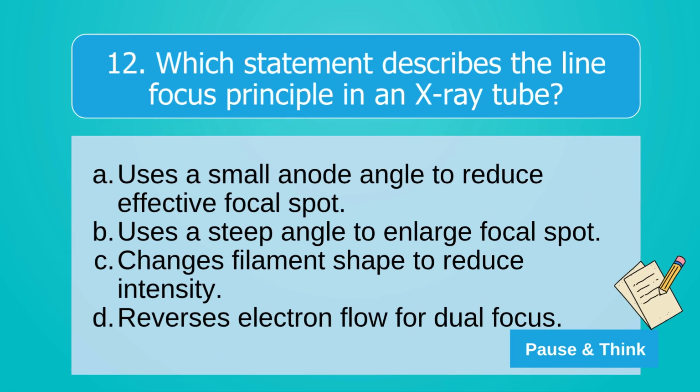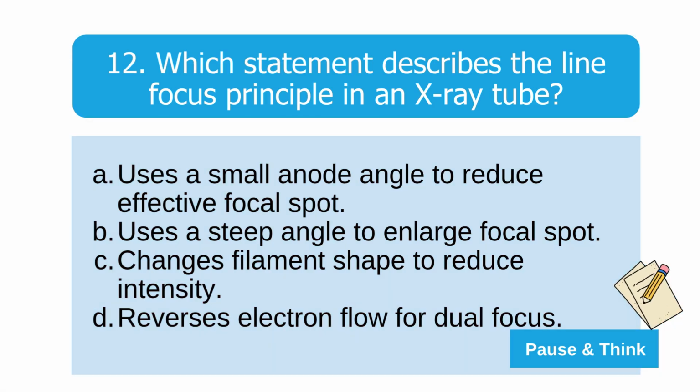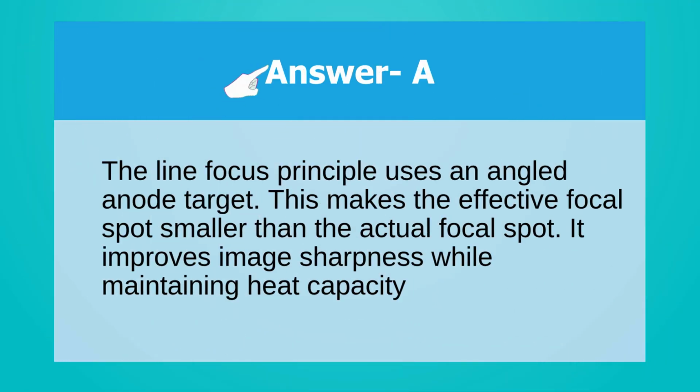Which statement describes the line focus principle in an X-ray tube? Option A. Uses a small anode angle to reduce effective focal spot. Option B. Uses a steep angle to enlarge focal spot. Option C. Changes filament shape to reduce intensity. Option D. Reverses electron flow for dual focus. The correct answer is option A.